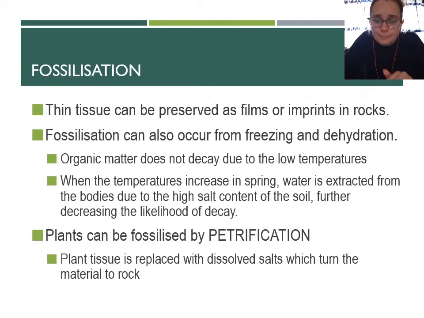So you might have heard of petrified wood. In this case, the plant tissues are replaced with dissolved salts that are in the water, and over time those salts then turn into rock. So petrified plants are plants that have become rock. They are fossilized plant material.